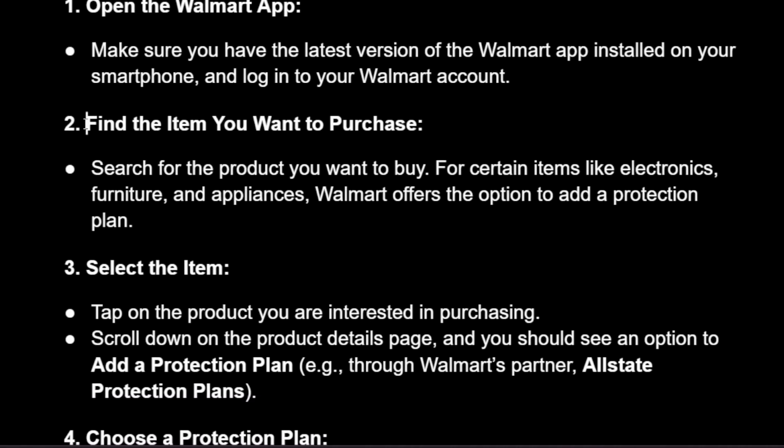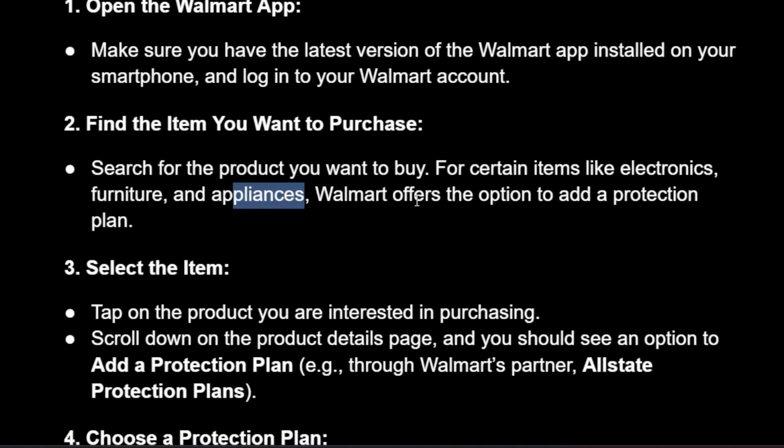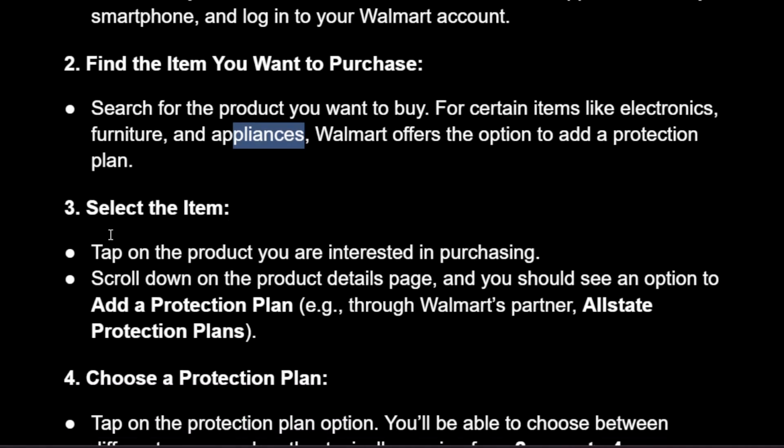And then the second step will be finding the item you want to purchase. Search for the product you want to buy. For certain items like electronics, furniture, and appliances, Walmart offers the option to add a protection plan.